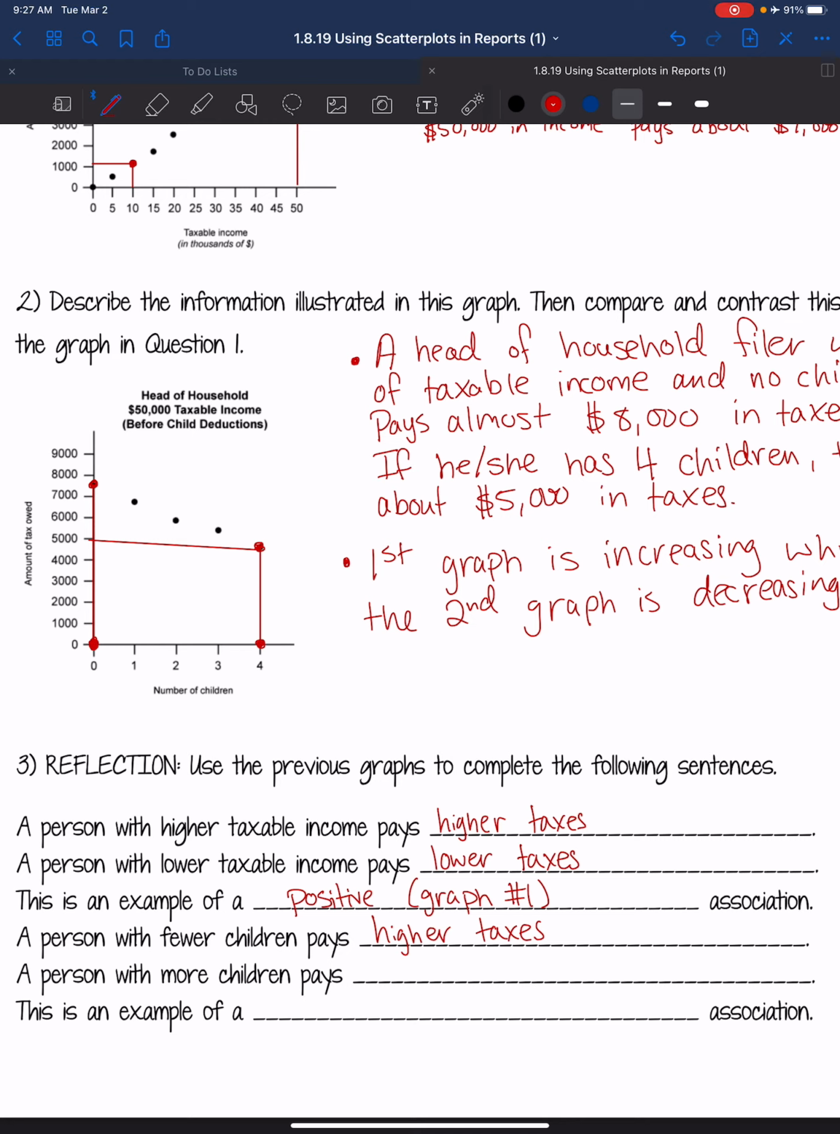And a person with more children pays lower taxes. So this is an example of a negative association. And in parentheses, I'm going to put graph number 2. Okay? So again, the more children you have, the less you pay in taxes.